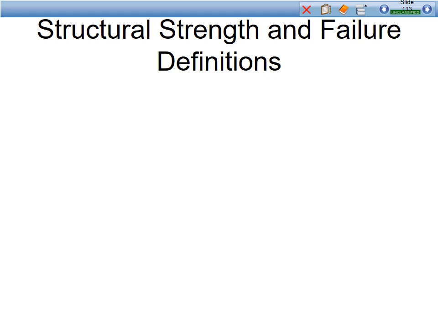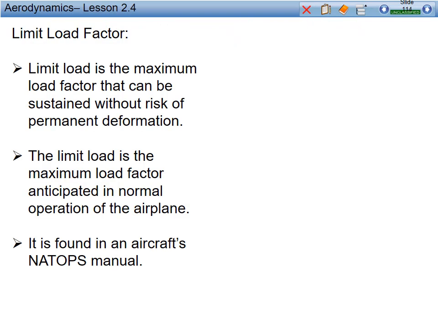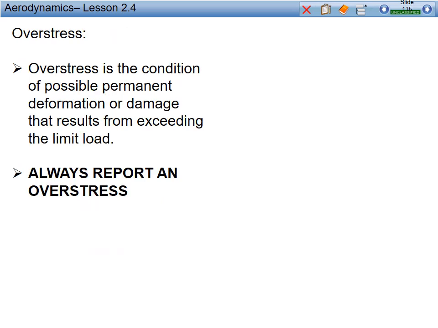Structural strength and failure definitions. Limit load factor. Limit load is the maximum load factor that can be sustained without risk of permanent deformation. The limit load is the maximum load anticipated in normal operation of the airplane. It is found in the aircraft's NATOPS manual. If forces increase past the limit load, that piece is now in an overstress condition. An overstress is the condition of possible permanent deformation or damage that results from exceeding the limit load. You must always report an overstress.